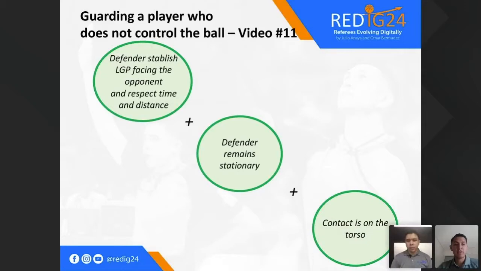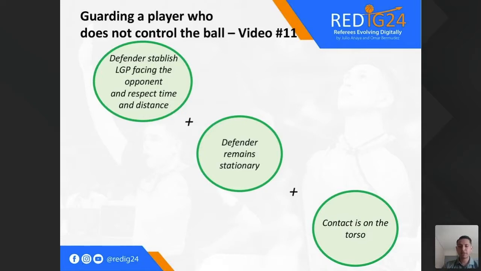So, as a resume, we got a defender who has established a legal guarding position, facing the opponent and respecting the time and the distance. Also, the defender remains stationary and the contact was straight in the torso of the defensive player. As you can see in both examples, the difference is that in the first video, the defender is not respecting the time and distance. He's not in a legal guarding position, and he's going in motion. He's still moving straight to the body of the offensive player.